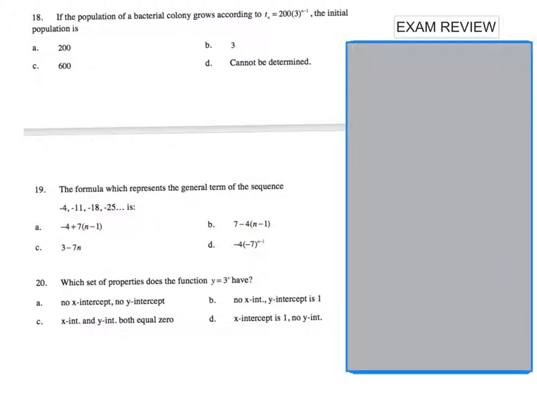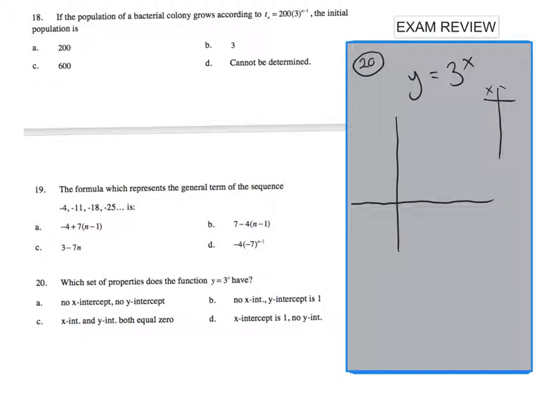Question 20, we've got the function y equals 3 to the x. So A talks about no x-intercept. Well, let's have a look at the graph of this just to see if we can make sense of this. We know if we do an xy chart, just do a quick graph. If x is 0, we know that the answer is 1. 3 to the 0 is 1. If x is 1, it's 3. If x is negative 1, it becomes 1/3.